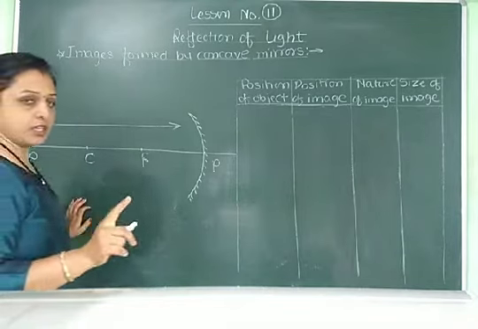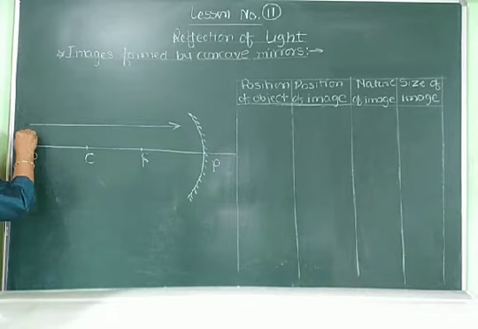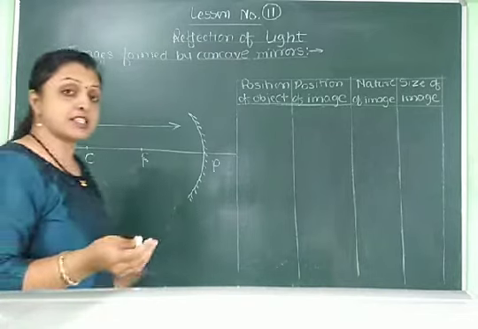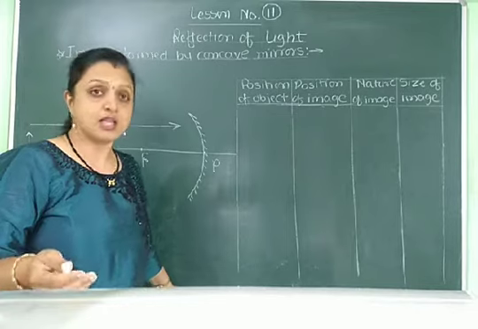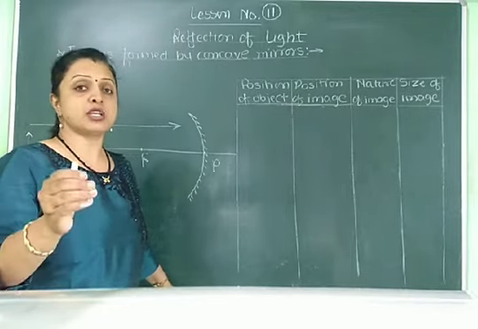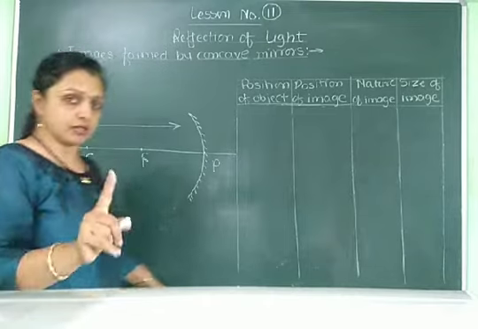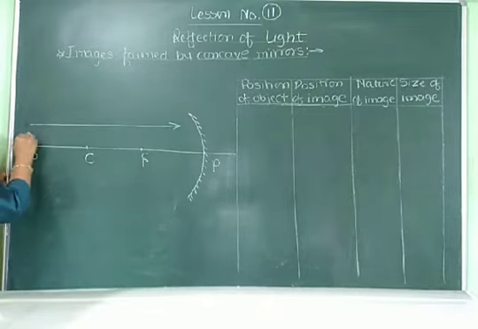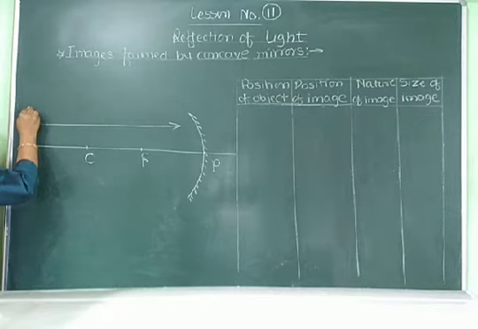So the first position that we have to study is if we place the object at infinity, it means at a very large distance. You can take the example of the sun, because the sun is at a very large distance, isn't it? And that position is considered position number 1. We are going to start the numbering.